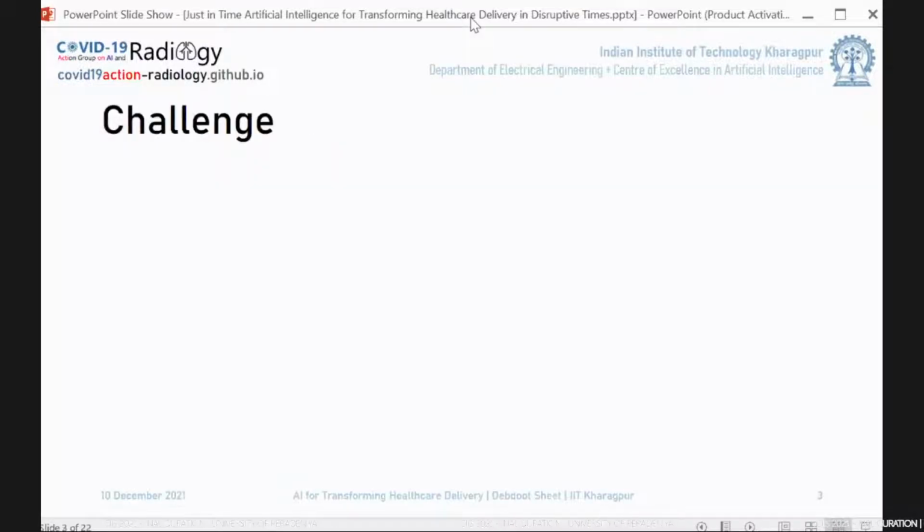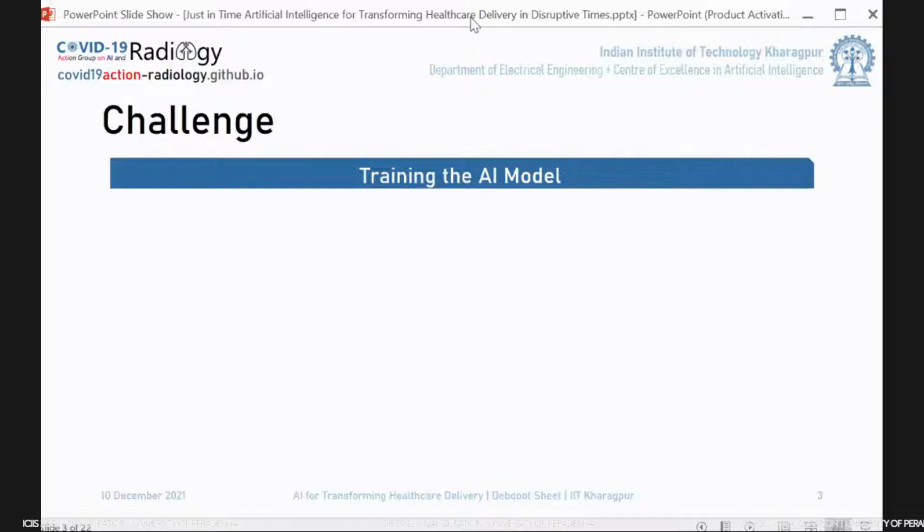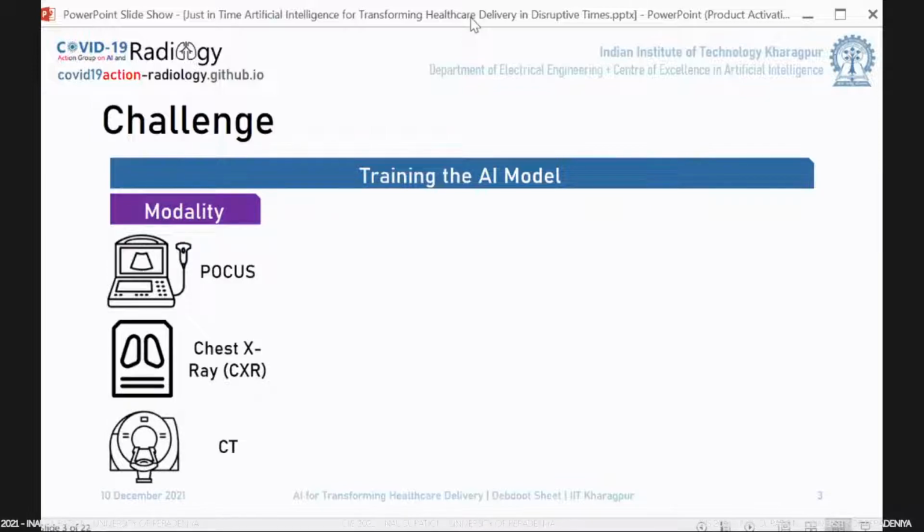Now, there is not just one challenge, but once we started deep diving into it in order to build up models, we started facing a lot of those challenges. So the first and foremost, what we want to do is train the AI model. Now, when you want to do that, the first thing one needs to look into is what kind of imaging modality my input should be from. So what this means is essentially, should I be taking images of COVID patients from point of care ultrasound, or should I be taking it from chest X-rays, or should I be taking it from CTs? So this is the first thing which I really need to address.